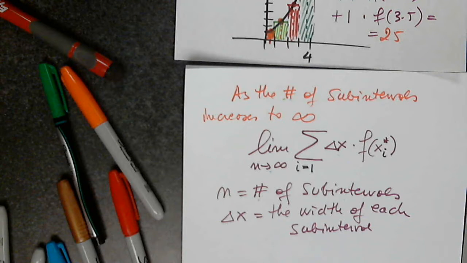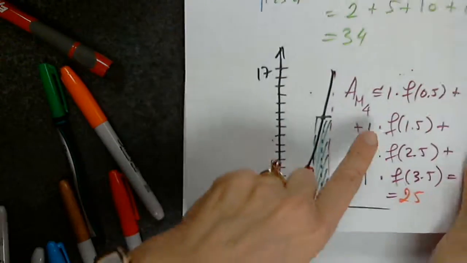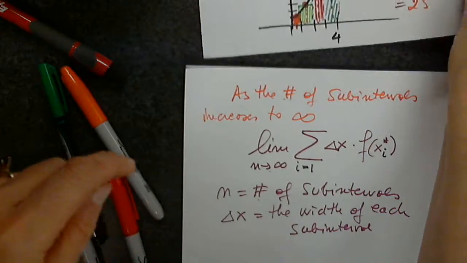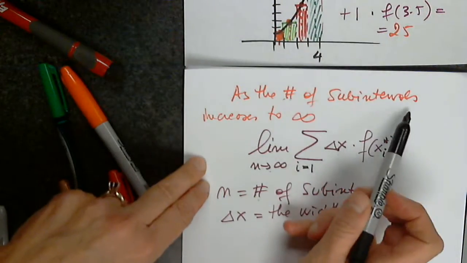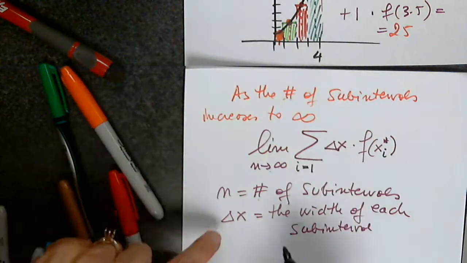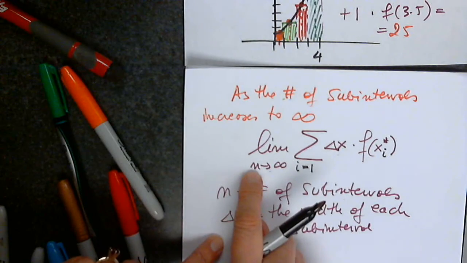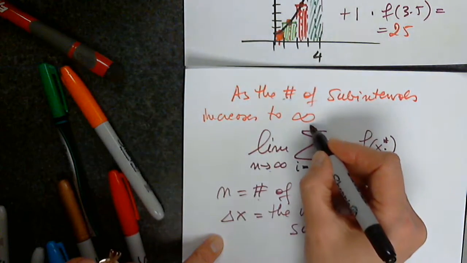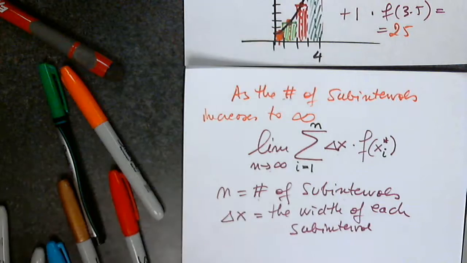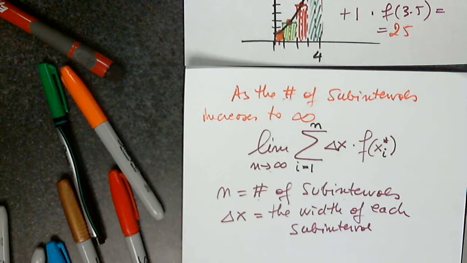What is the last one? Say it again. For 4 is true. But we are looking at as the number of subintervals increases to infinity. And n is the number of subintervals. So this is n. And n will increase to infinity.